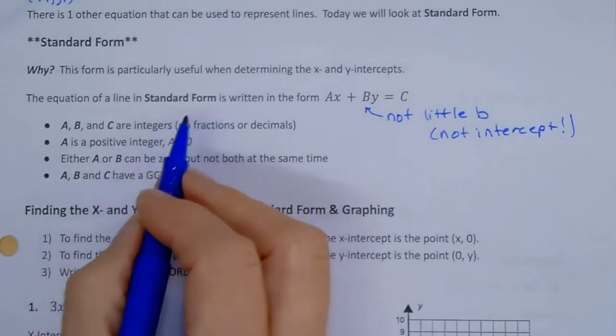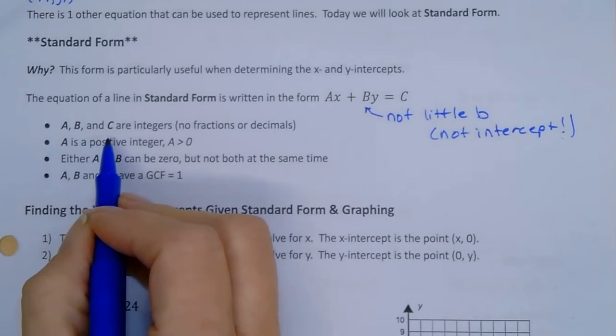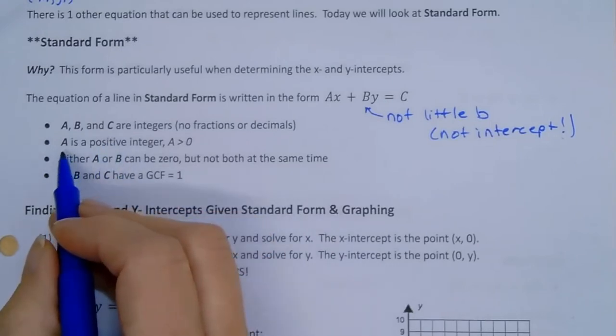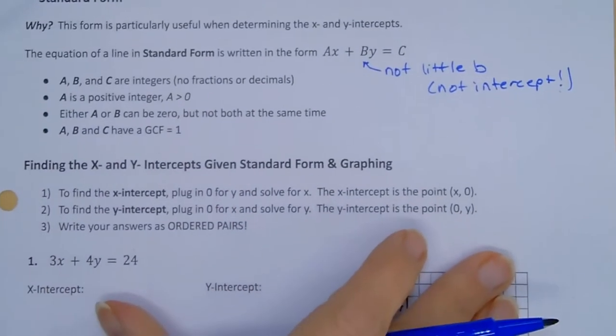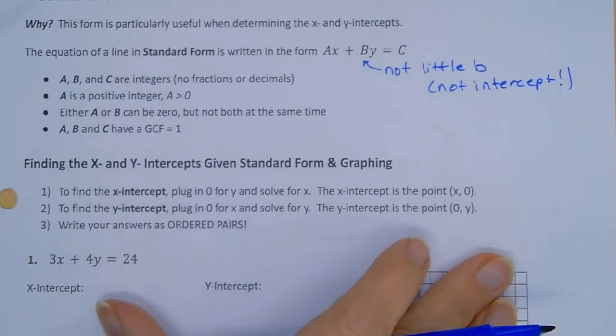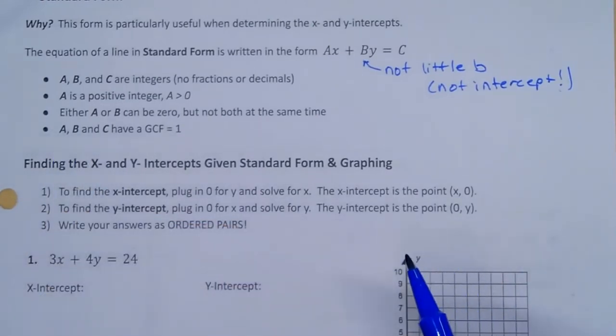When we write standard form, a, b, and c all have to be integers. We can't have fractions, we can't have decimals. A has to be positive. And you can have a or b be 0, but only one of them can be 0. They can't both be 0. Finally, you can't have a, b, and c all have the same common factor other than 1. And I'll give you some examples of what I mean by that.